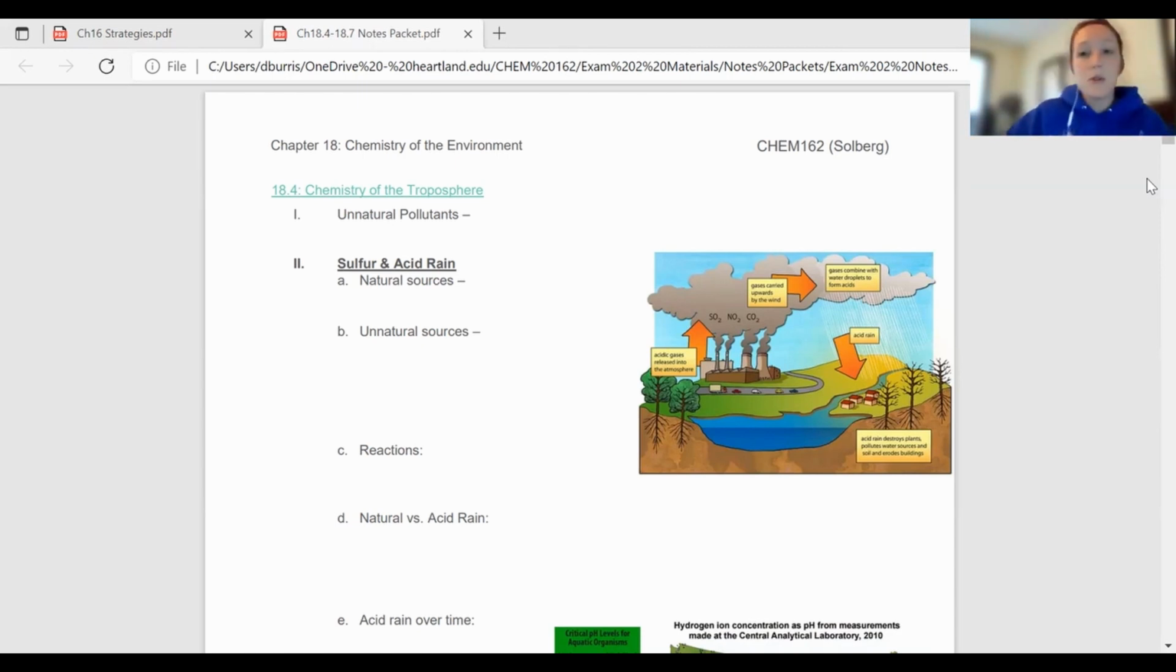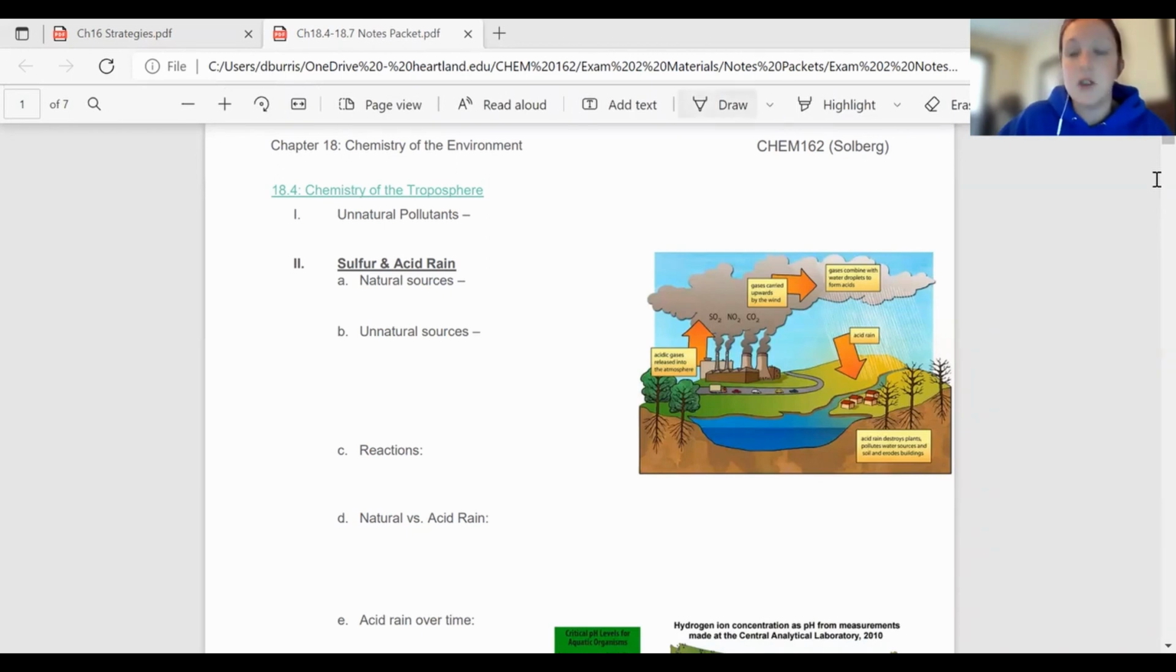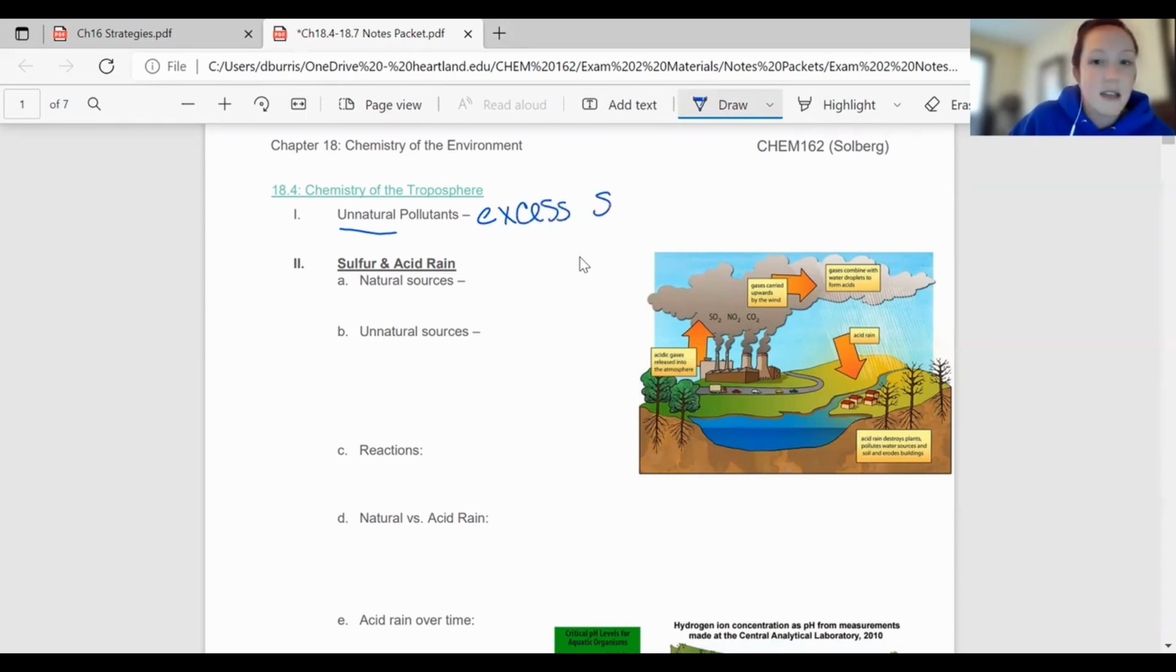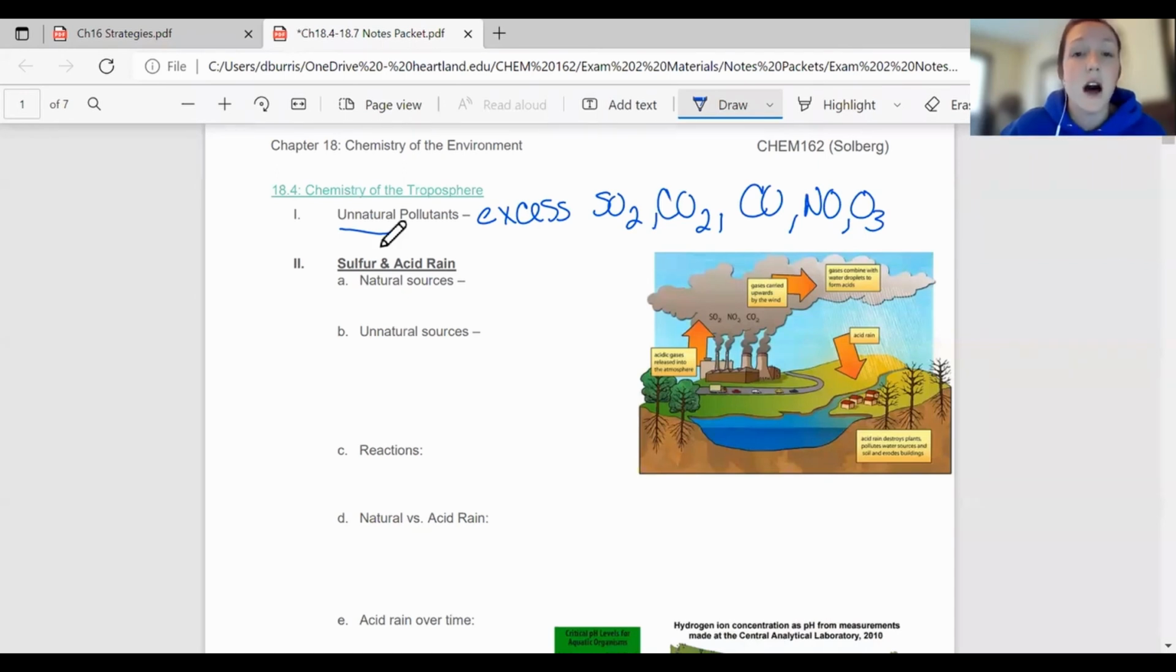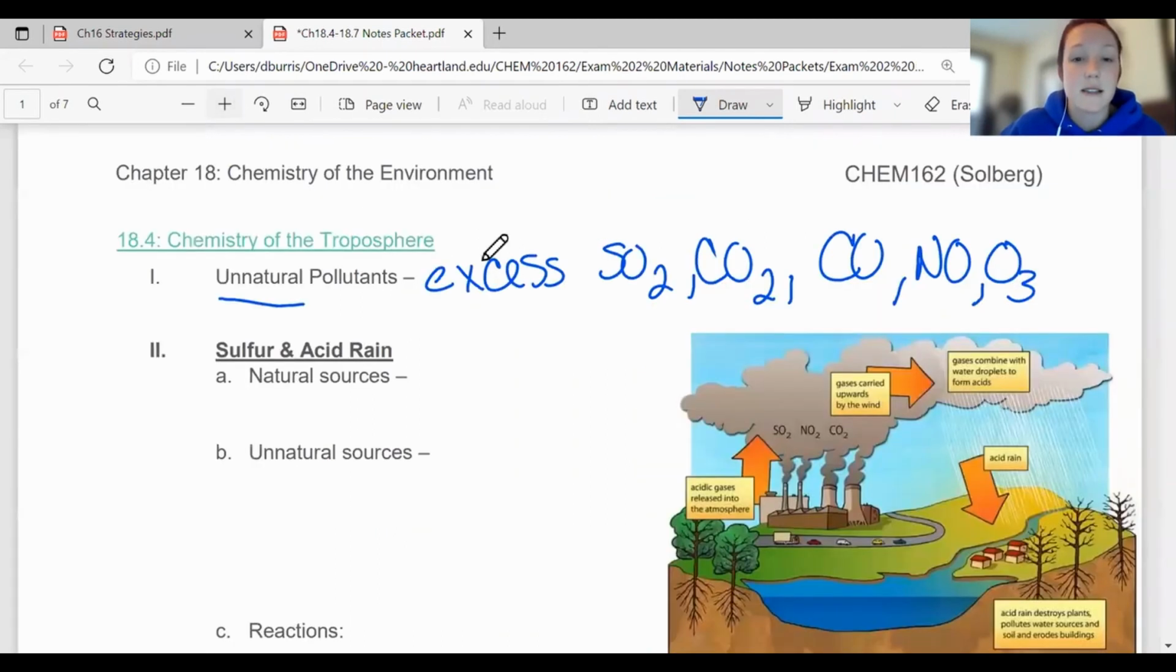So there are pollutants that are basically because of human activity. I would call those unnatural pollutants. These are ones that are due to human activity, and it's usually an excess of the stuff. So we've made too much excess SO2, carbon dioxide, which should be something that you're familiar with, carbon monoxide, nitrogen monoxide, and extra ozone, which actually might surprise you a little bit. So these are all unnatural pollutants. Now, some of them can be made naturally, but we've made an excess of most of these.